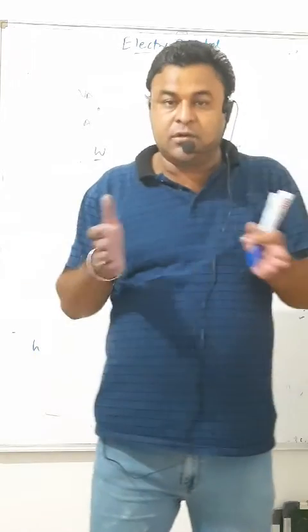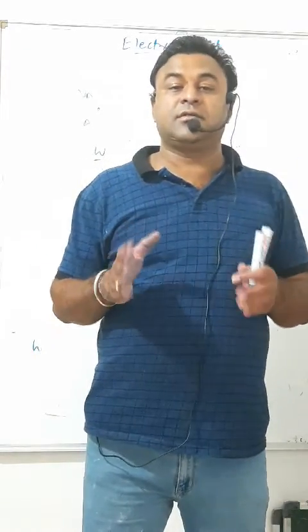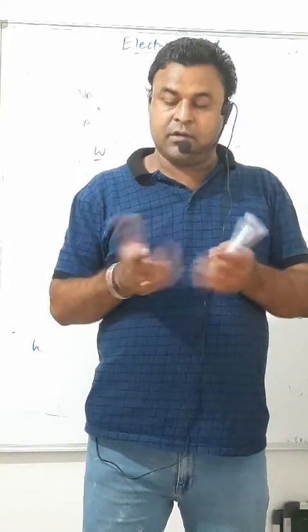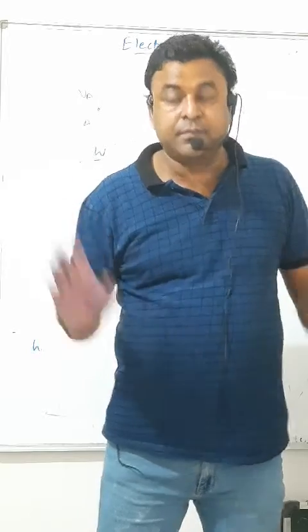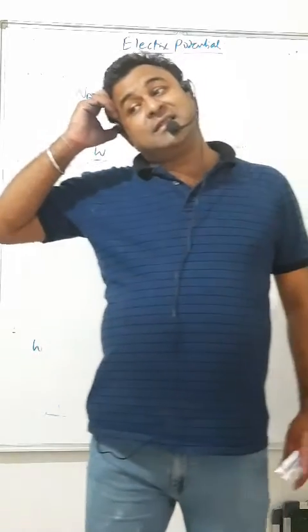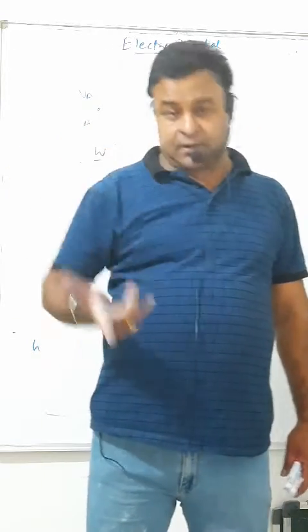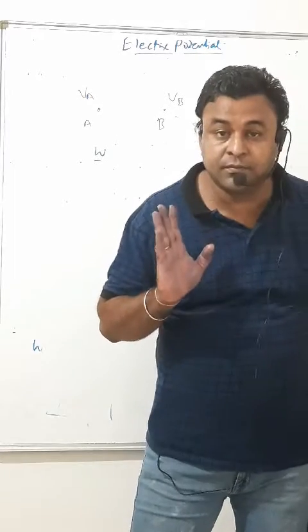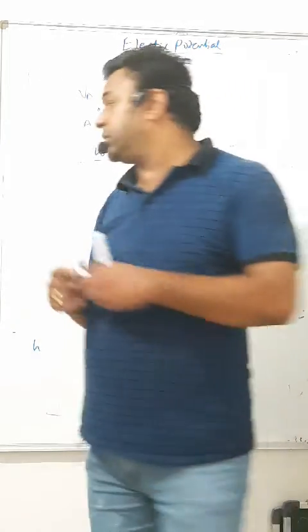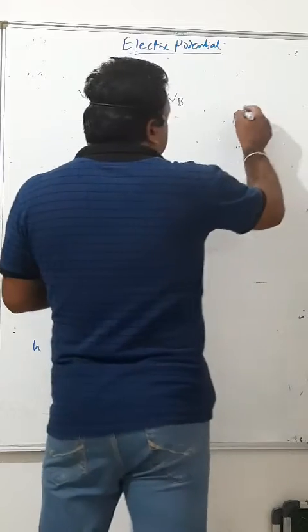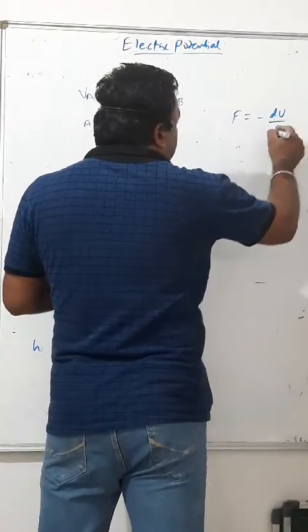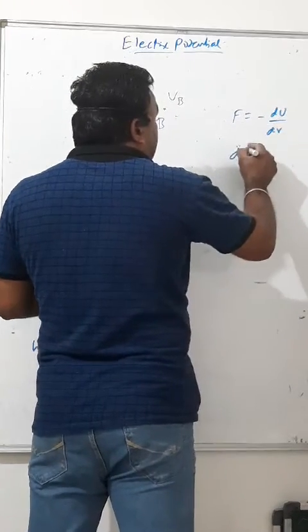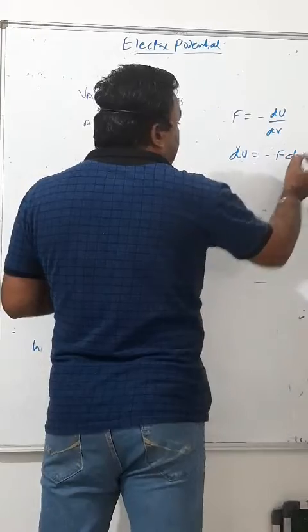You are bringing them closer, so the potential energy of the system is increasing. Now, we leave them, they will move away. So, the concern here is that when we are doing work, that's being stored in the form of potential energy. I hope you understand. I hope you know this formula: F is equal to minus du by dr, and du equals minus F dr.